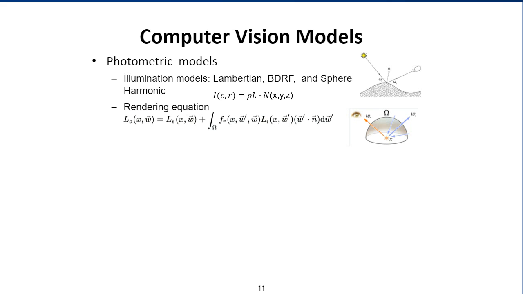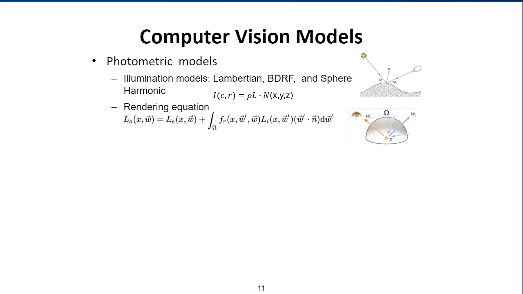And there are different illumination models. The simplest is the Lambertian model. We also have the bidirectional reflectance map, and more sophisticated illumination models, such as the spherical harmonic model. And once we have the illumination model, we can incorporate it into the rendering equation. This allows us to integrate the illumination from different directions to generate the intensity for each pixel. The illumination model and the rendering equation are used extensively in computer graphics to generate photorealistic synthetic images. So these are the photometric models.